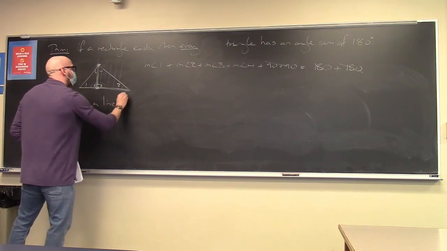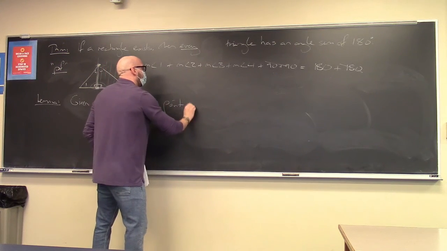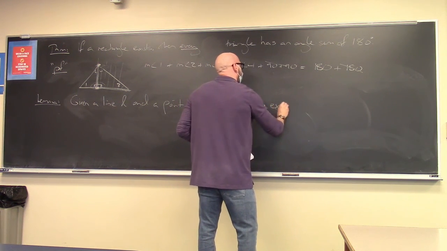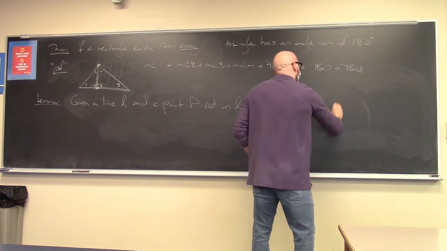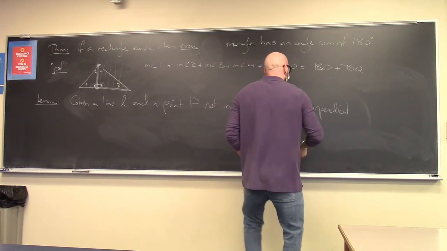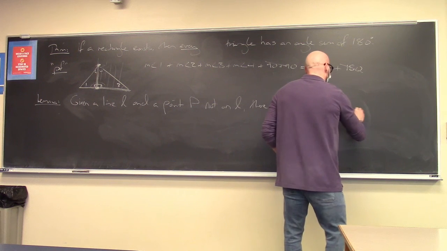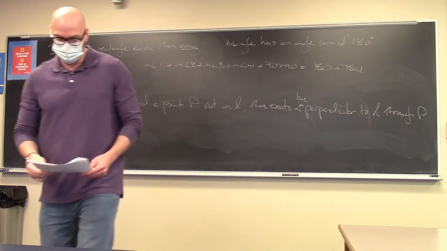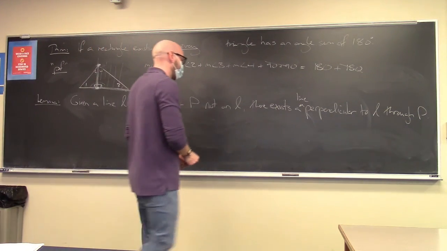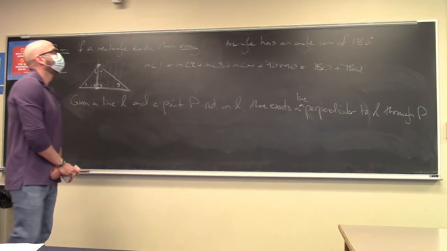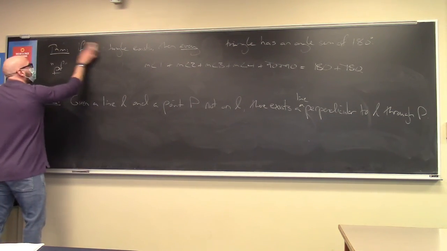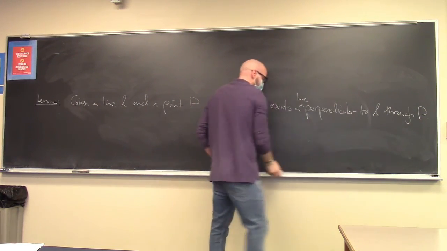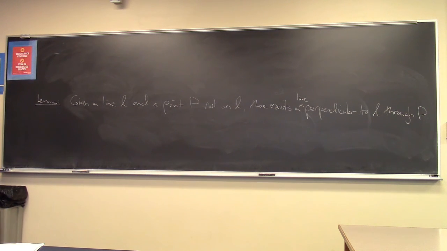Given a line L and a point P not on L, there exists a line perpendicular to L through P. All right, so that's really formalized that we can do this because we're going to do it all the time. So, proof.